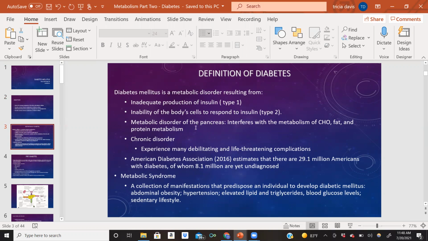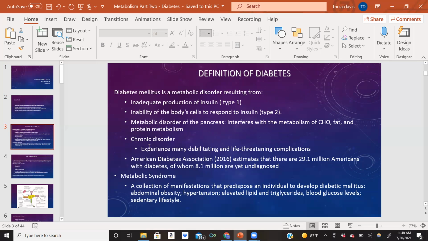It is considered a metabolic disorder of the pancreas, so it interferes with the body's ability to metabolize carbohydrates, fat, and protein metabolism. Diabetes is considered a chronic disorder. Usually people with type 1 diabetes, it's not anything that they get rid of. They have to manage it throughout their life. Type 2 diabetes can be reversed with diet and exercise.